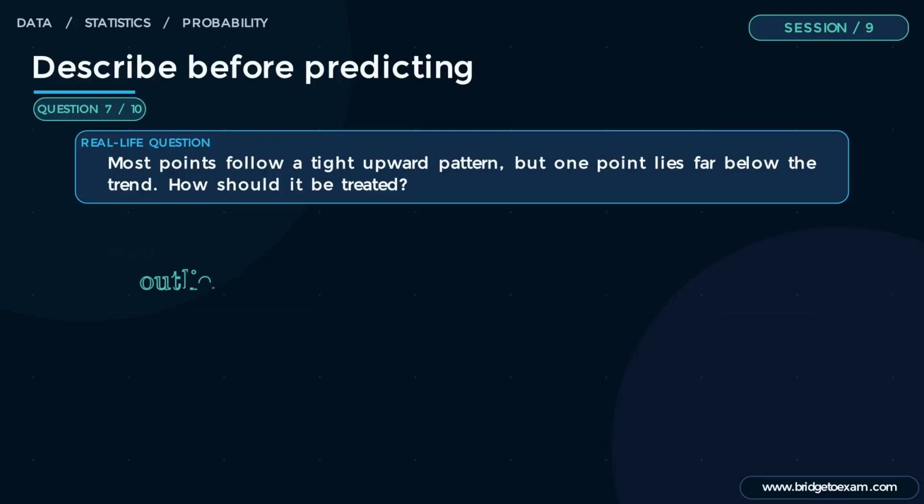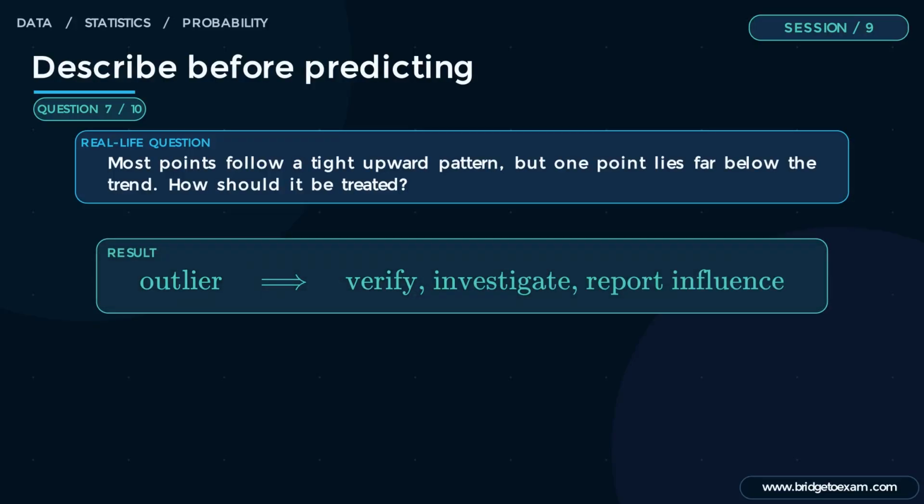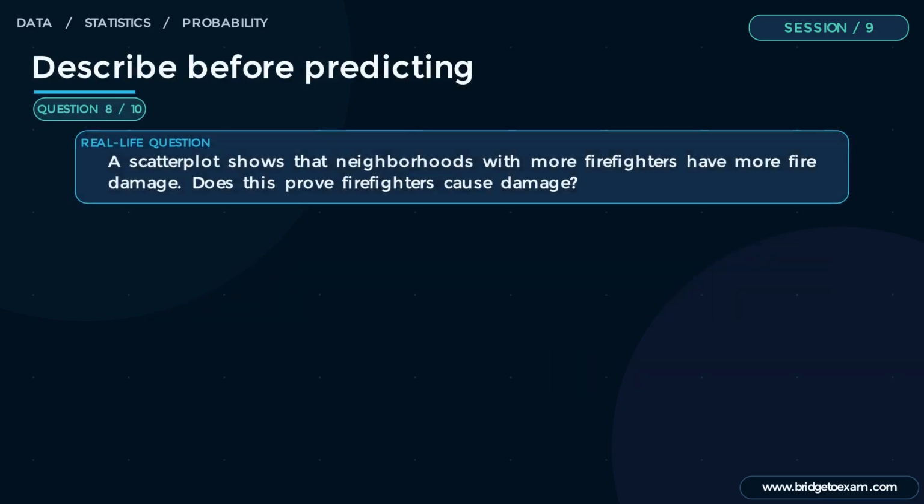Quick check. A legitimate unusual observation is evidence, not an inconvenience. This matters in real life because quality teams study outliers because they can reveal failures, exceptional success, or data entry problems. Example 8. A scatterplot shows that neighborhoods with more firefighters have more fire damage.